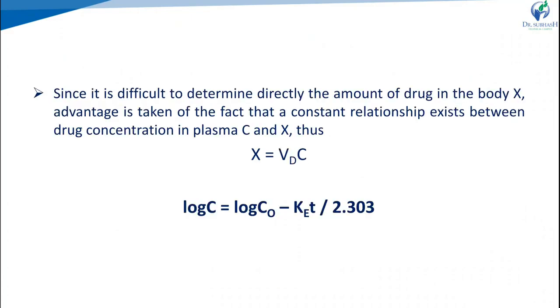But it is difficult to determine directly the amount of drug that is present in the body. So at that time we have to use the relationship between plasma drug concentration and the amount of drug in the body. So we use x is equal to Vd into C. Vd is the volume of distribution, mainly the constant or apparent volume of distribution that we have to know. So volume of distribution is equal to x upon C. So the previous equation becomes log C is equal to log C0 minus Ket upon 2.303.